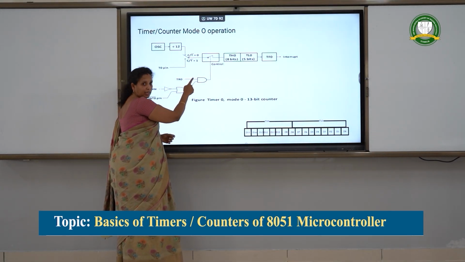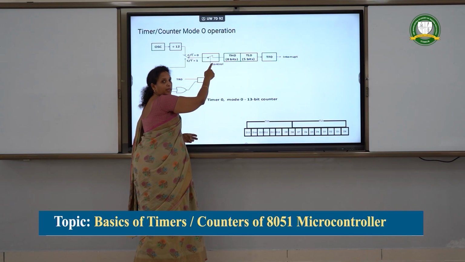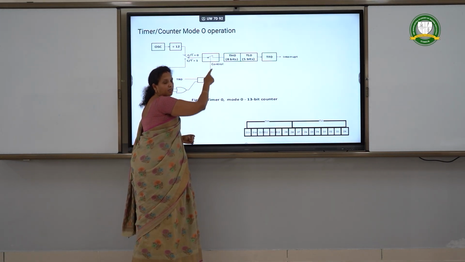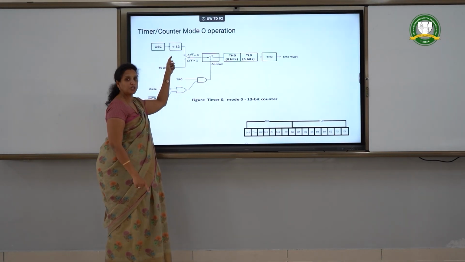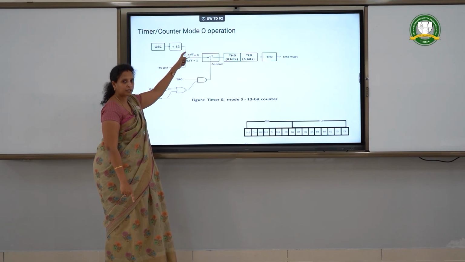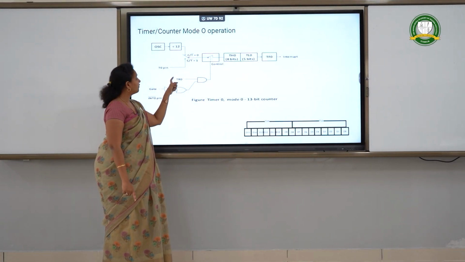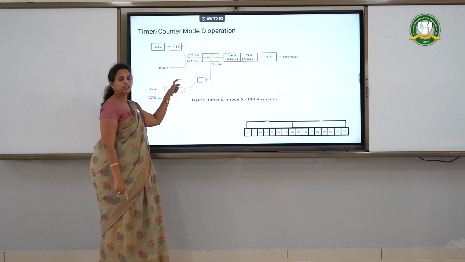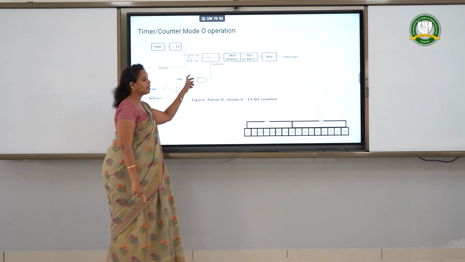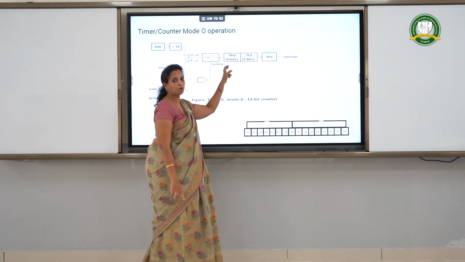If both are correct, then only the value will be given and the count will be started. So, the oscillator frequency should be given properly if it is a timer. External frequency should be given if it is a counter, along with the proper selection in the TR0 bit. If this is done, it will be working in mode 0.